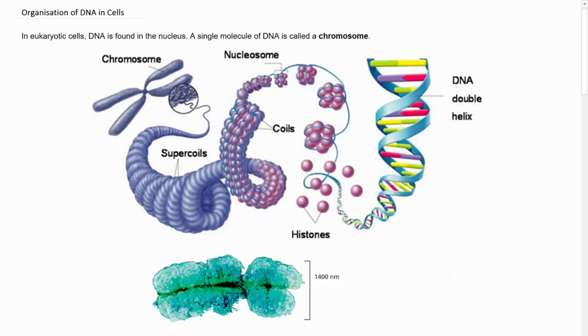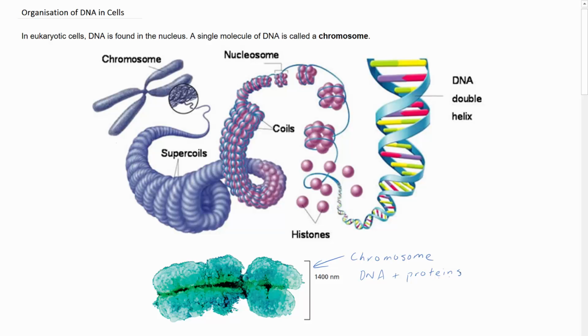The organisation of DNA depends on the type of cell it's found in. In eukaryotic cells, DNA is found in the nucleus, although mitochondria and chloroplasts also have their own DNA. Nuclear DNA is not actually visible until it forms into a chromosome, and chromosomes are only visible when a cell is about to divide, and you have to use a special DNA stain in order to see them.